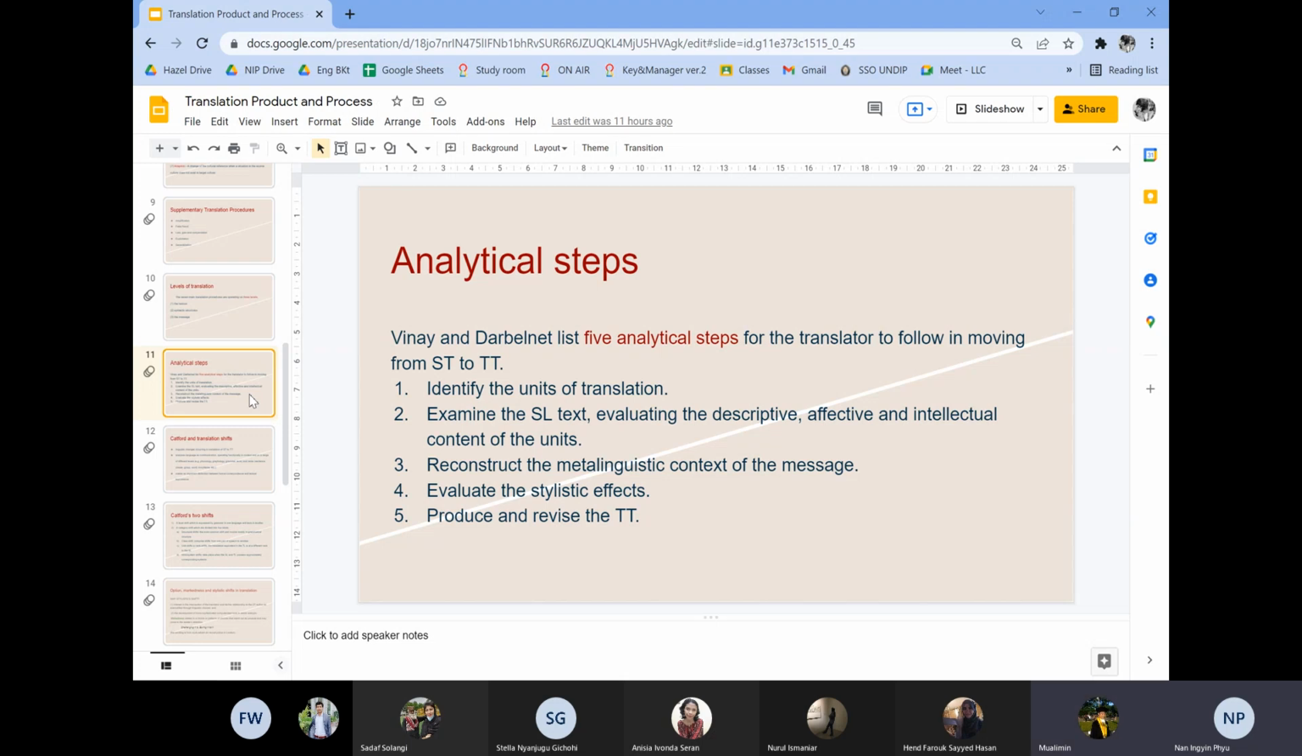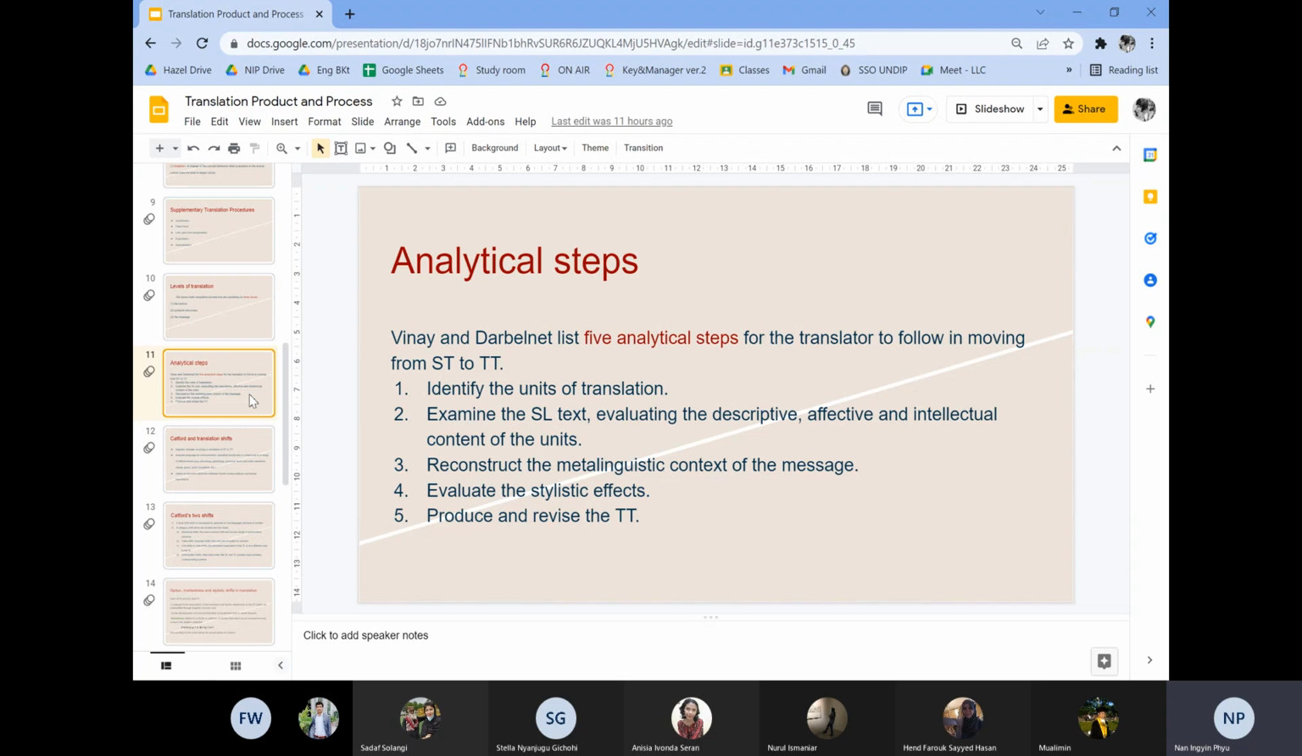The second one is to examine the source language text, and then evaluate the descriptive, affective, and intellectual content of the unit. Sometimes, even though we try to translate directly, the content becomes not descriptive anymore, not effective anymore. So we also need to examine those areas. That's why we say there is also oblique translation, because sometimes direct translation is not enough.